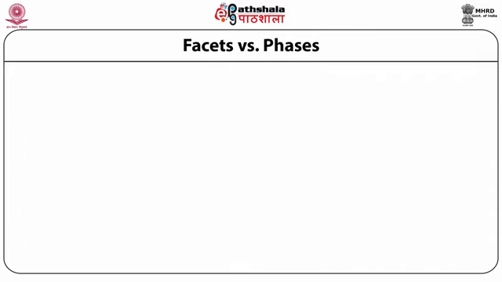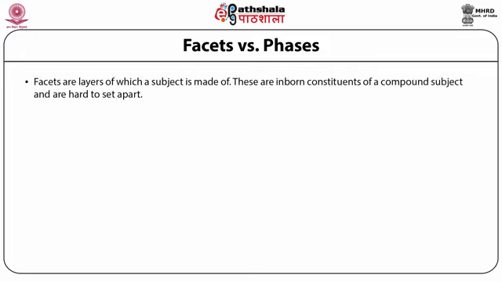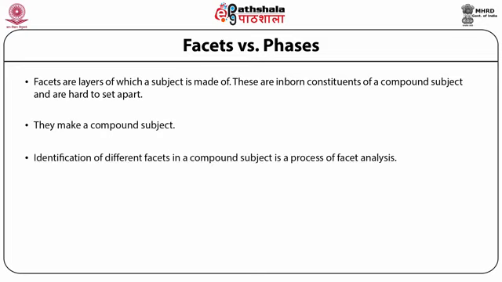Facets versus phases. It is important to differentiate between facets and phases. Facets are layers of which a subject is made. These are inborn constituents of a compound subject and are hard to set apart. They make a compound subject. Identification of different facets in a compound subject is a process of facet analysis.